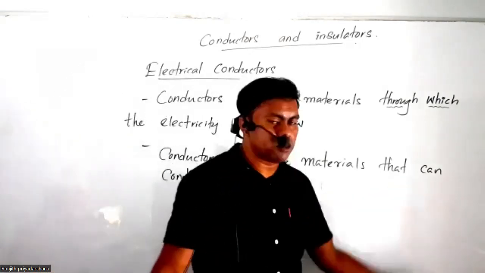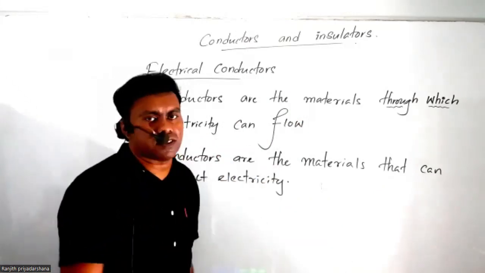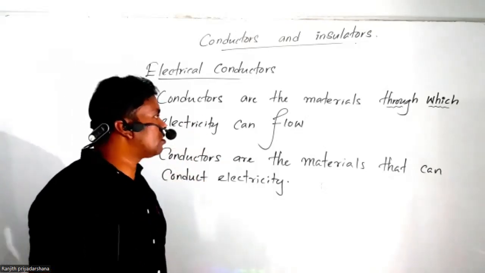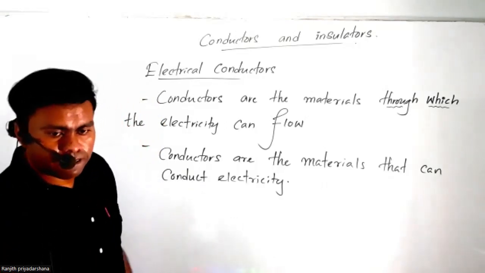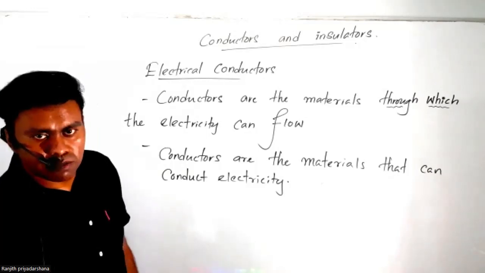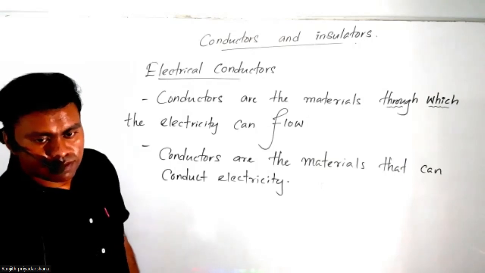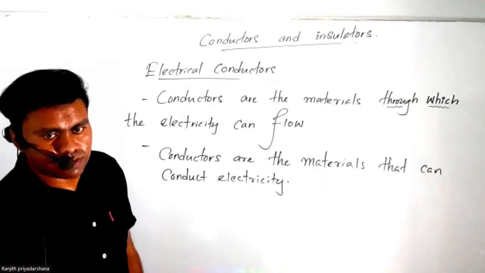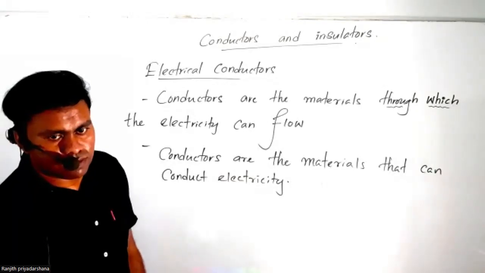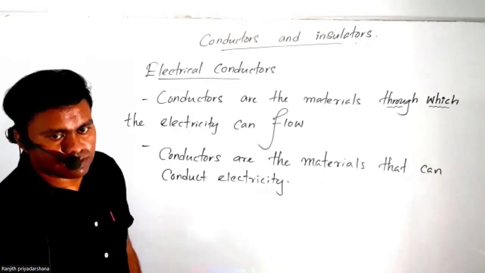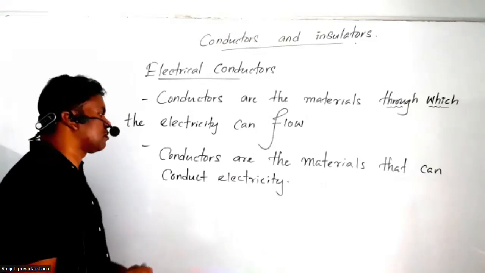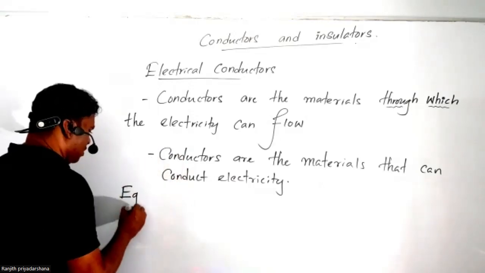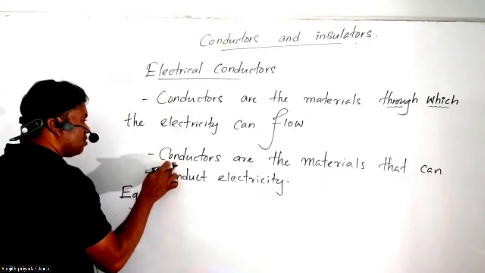Without this, you can also use: conductors are the materials that conduct electricity. But that's not a good definition, right? Conductors are the materials through which the electricity can flow, through which an electric current can pass. Should we write both definitions? Yes, both. That's good, right? In the exam, this is a good definition. So this is also given marks.